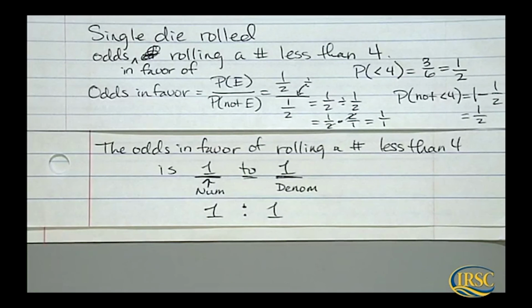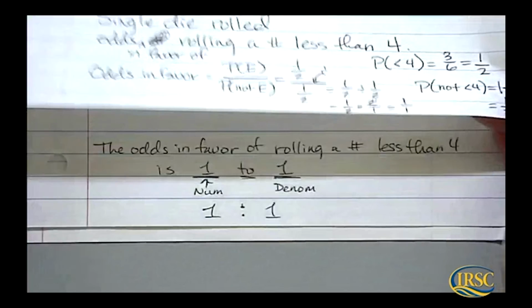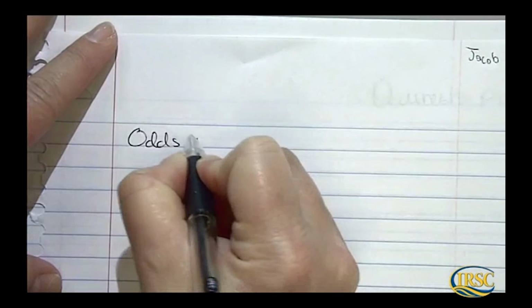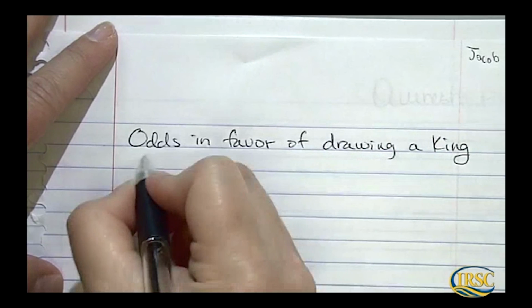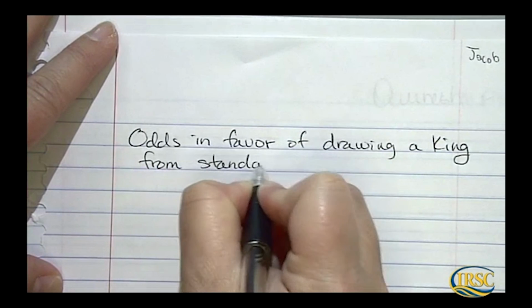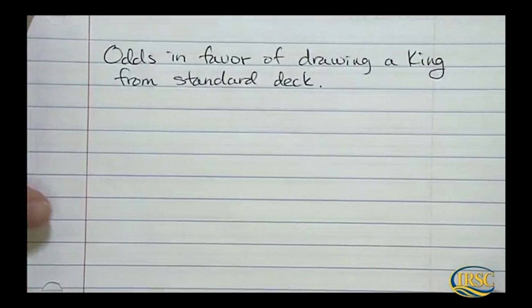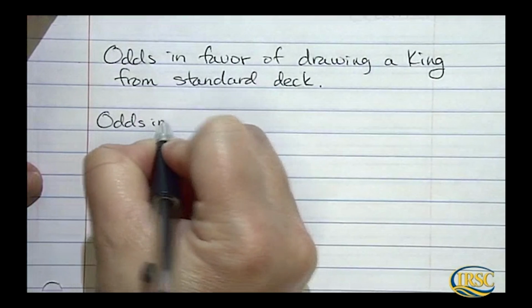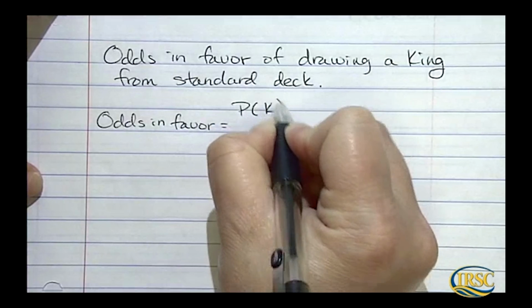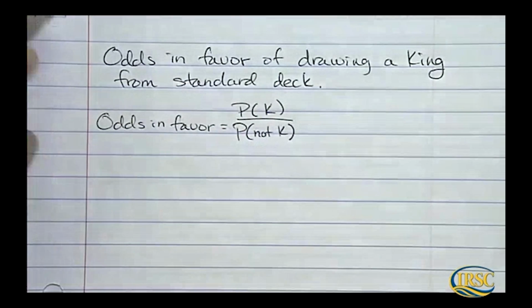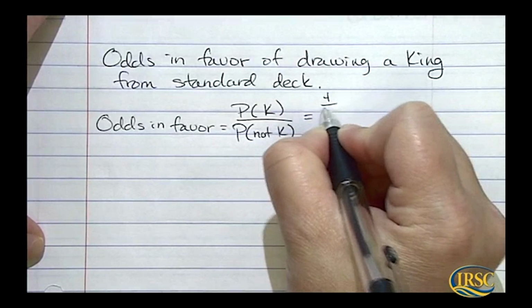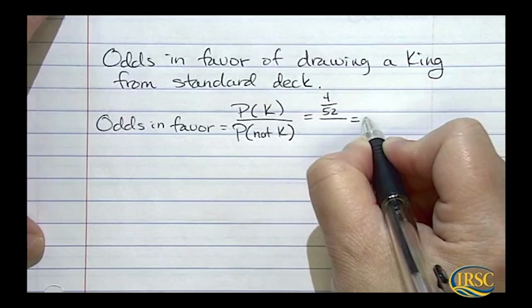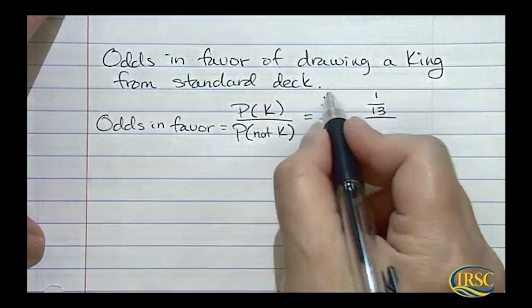All right, let's do a different one. If you were finding the odds in favor of drawing a king from a standard deck. So the odds in favor, remember our formula, is the probability of a king over the probability of not getting a king. So what is the probability of getting a king? 4 out of 52, or you can reduce that to 1 out of 13. So we'll use the reduced answer.